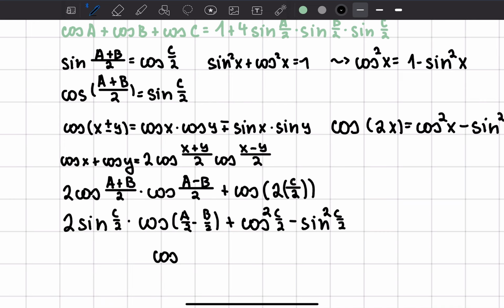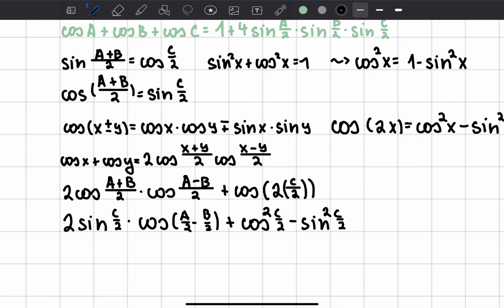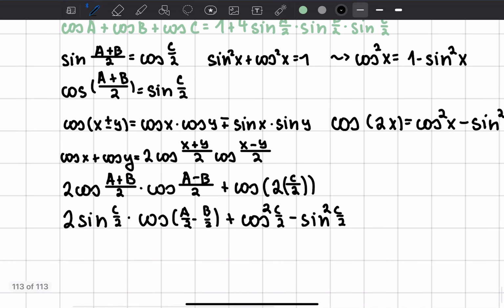So when I have cosine of c divided by 2 squared, and then again, minus this, and again, then I can just say okay, yeah, and it's the same thing. Yeah, so that's how we got it. And now we will do something about it again.